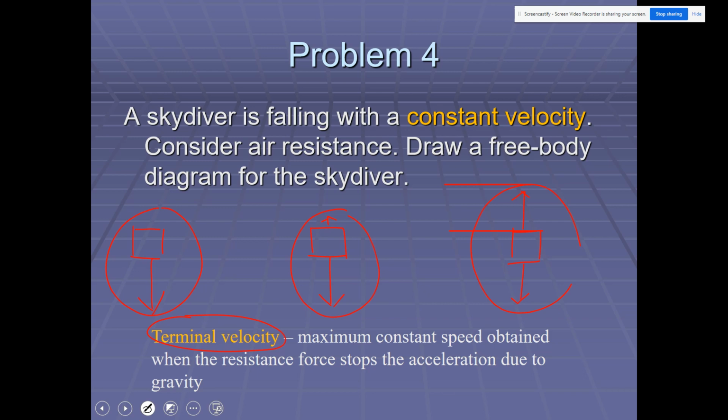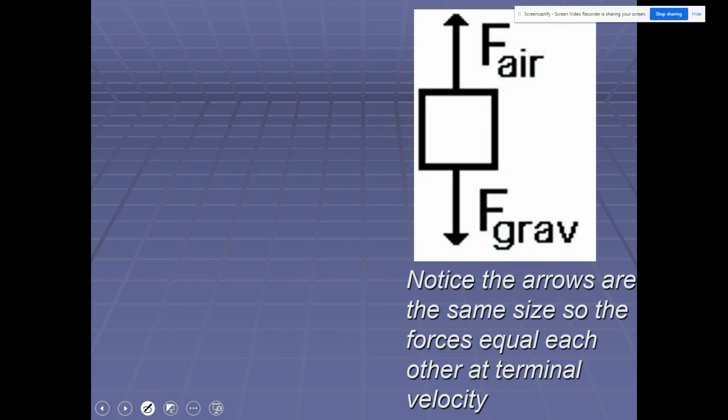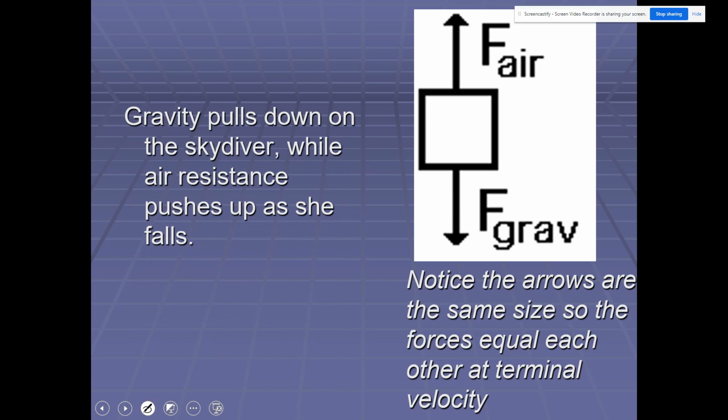Now, when his parachute pops open, guess what arrow gets bigger then? This one, because now there's a whole lot of air resistance. And so it slows him down so he doesn't smack into the ground. Okay, there it is. When you get to terminal velocity, the arrows are exactly the same size on the top and the bottom. Before terminal velocity, the air resistance is smaller. After he opens up that parachute, the air resistance is bigger.